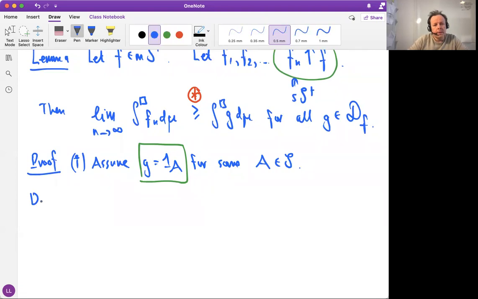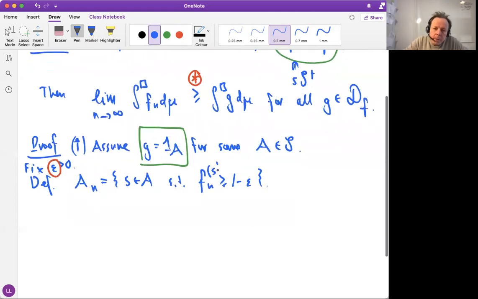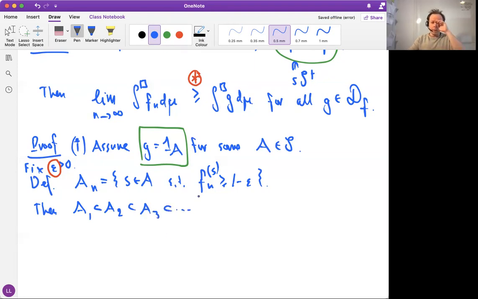So if this is our setting, let's define another set An as the set of points s in A such that fn is bigger than something. What is that something? We need to fix some epsilon as a helpful parameter. So let's fix epsilon and let's assume that fn evaluated at the point s is bigger than 1 minus epsilon. Then what happens? Because fn is pointwise increasing, we get bigger and bigger functions when n grows. So for a bigger function, this condition is easier to satisfy. That's why these An's are increasing sets. They increase when n grows. We get more and more points in this set.